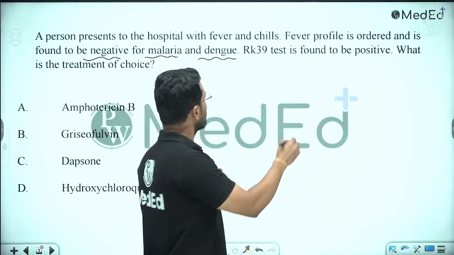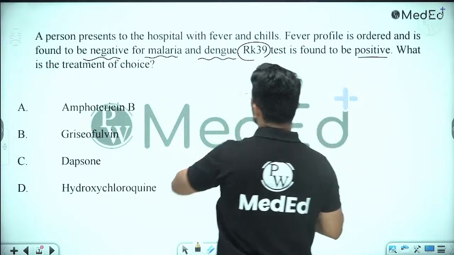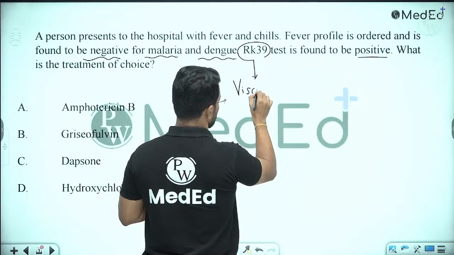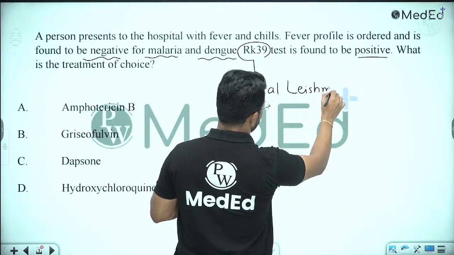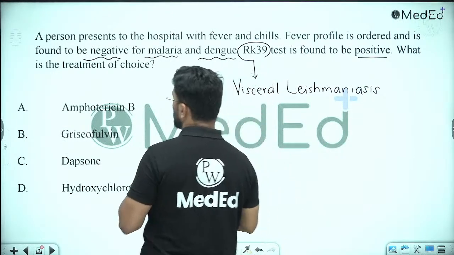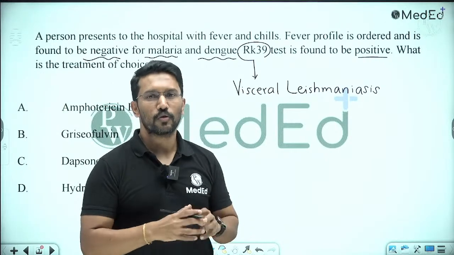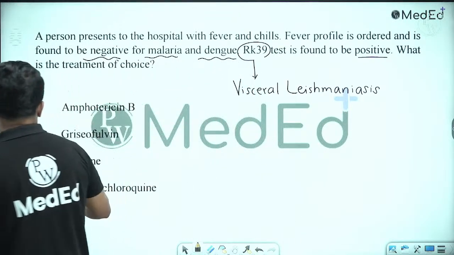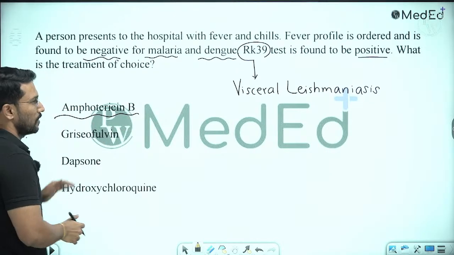Now they are telling us that there is a test called RK39 which is found to be positive. For what purpose do we use this test? We use it for the diagnosis of visceral leishmaniasis, right? Now the diagnosis is confirmed. We have a case of visceral leishmaniasis. What would be the treatment of choice? Mostly when it comes to visceral leishmaniasis, we treat those patients with either amphotericin B or drugs like antimony. And I do find amphotericin B as an option here in option A. So that would be my answer of choice for this question, right?